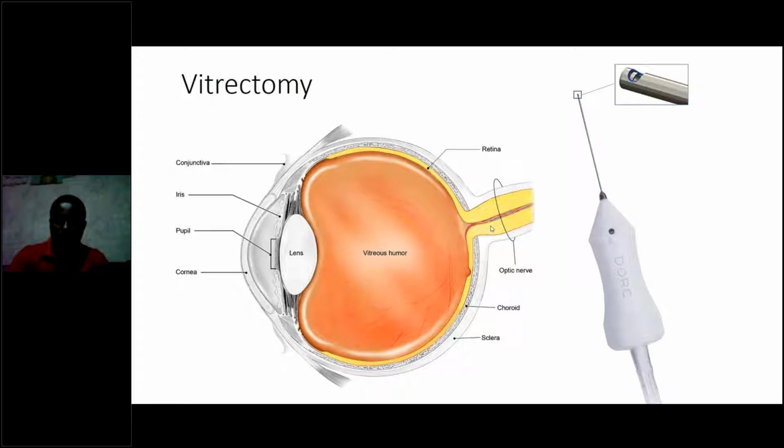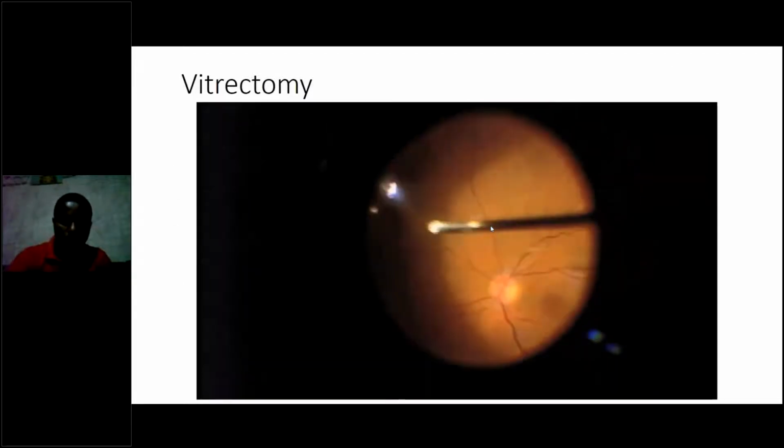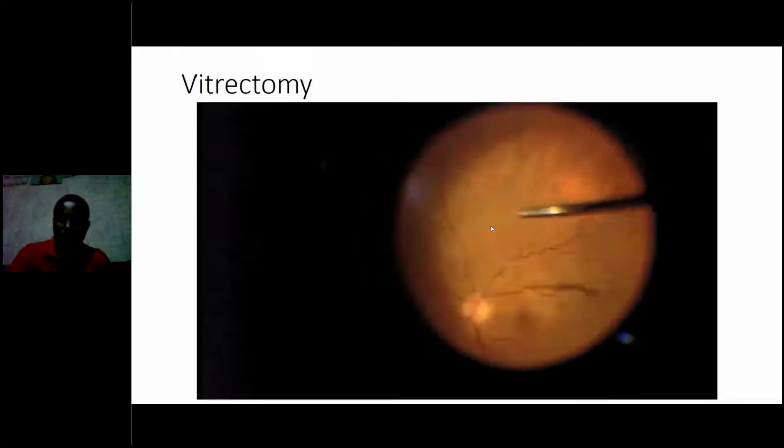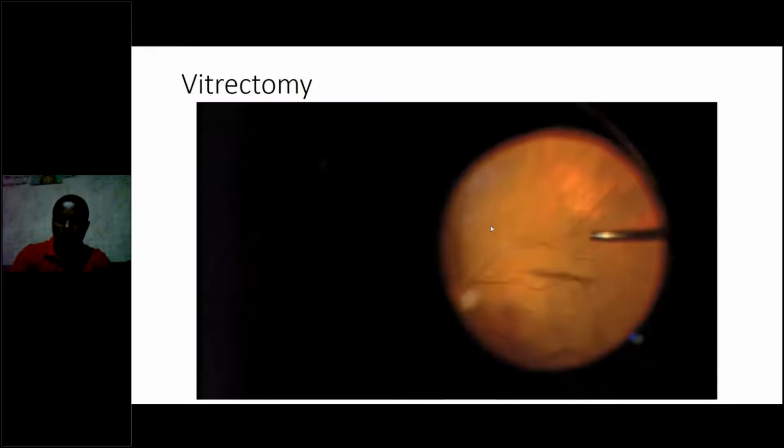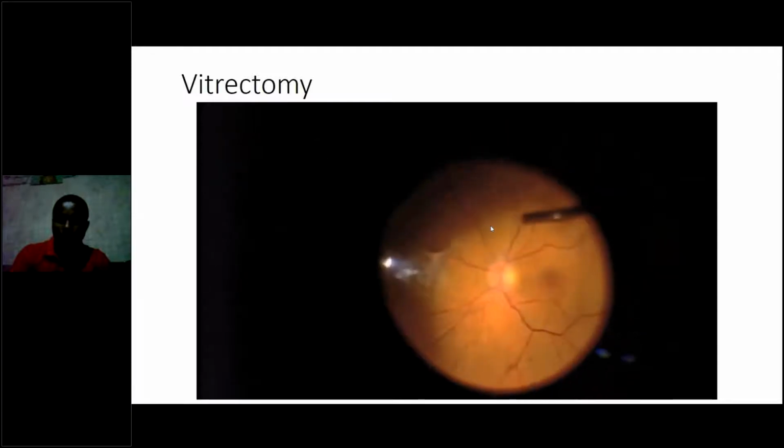I have a small video that will illustrate this. This is from the perspective of the surgeon, so we're looking into the eye through the pupil. As you can see here, the orange background is the retina. We can see the needle of the vitrectome that is aspirating these tiny slivers of material, which is the vitreous that's being removed.